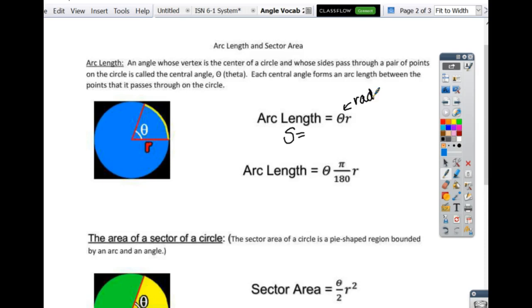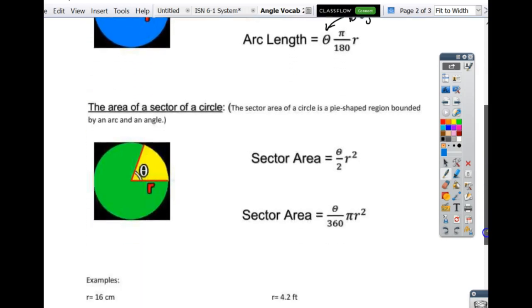And to change something from degrees to radians, you multiply by pi over 180. So if I start in degrees, I have to add the pi over 180. Okay? And that's as hard as it gets. All right, we're going to take the radius times theta. If it's in radians, we just multiply them together. If it starts in degrees, we have to add the pi over 180.